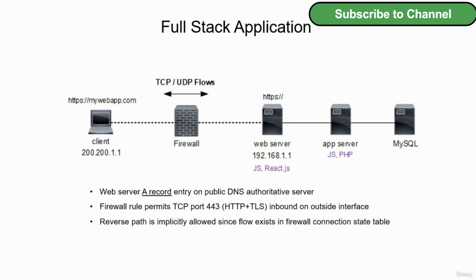So DNS has already been done. It's got an A record, so it connects. And the firewall rule is permitted. And when you do firewall rules, you actually assign them to the outside interface, which is where the security filtering happens. So you will assign it on the outside for that inspection. So basically the public interface. And the reverse path is implicitly allowed since the flow exists in the firewall connection table.